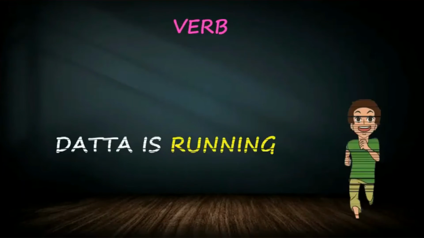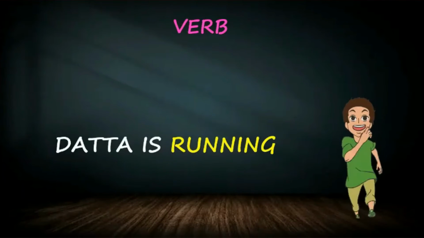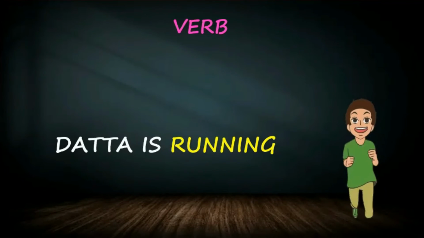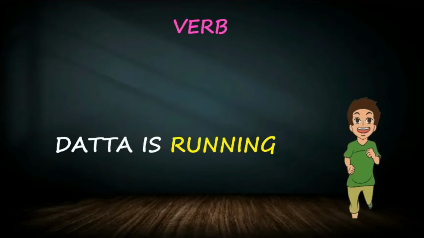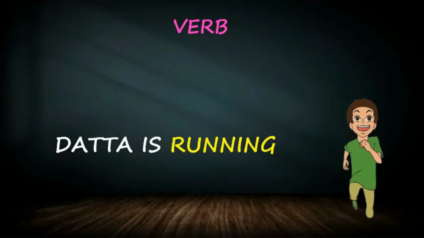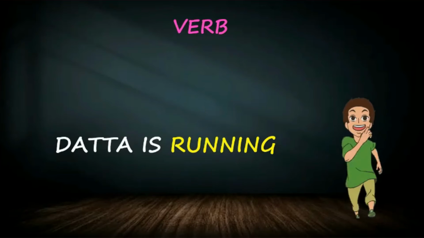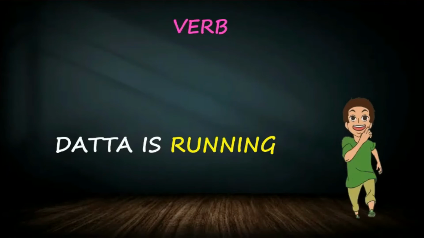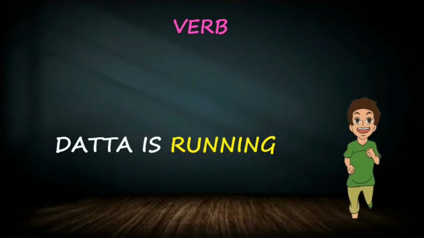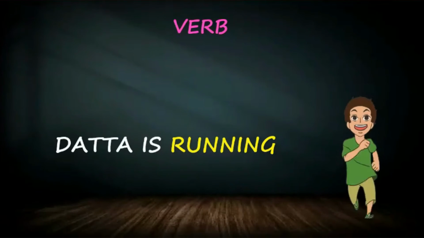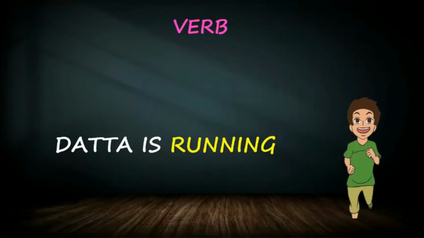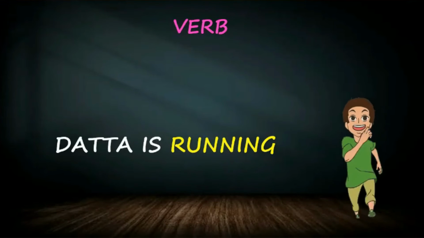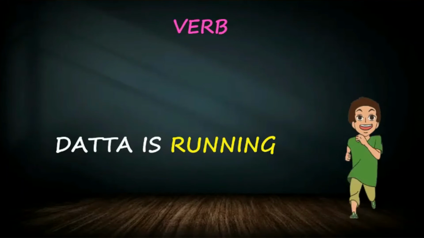Datta is running. Whenever we have to find the verb in a sentence, step one is finding the noun first. You have to find the noun and analyze what the noun is doing. Here, the noun is Datta and he is running. What is he doing? He is running, right? And what is the spelling for running? R-U-N-N-I-N-G, running. Datta is running.